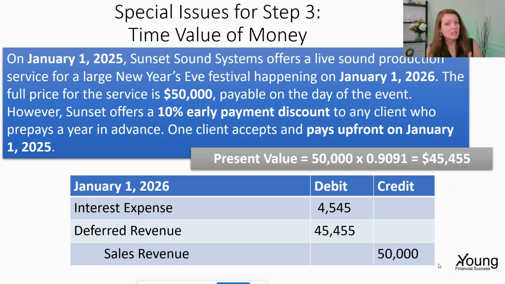This is interest expense for Sunset because they went ahead and accepted the discounted cash a year early from their client. They gave this at a discount, so that difference will be shown as interest expense. So the hope now is that they were able to take the $45,000 and use it for something over the last year that made them more money than this $4,500 in interest expense.